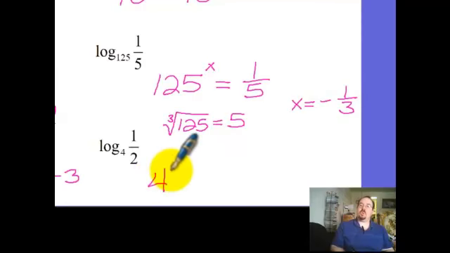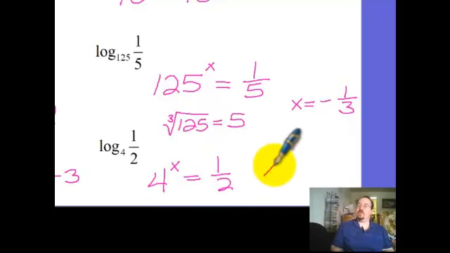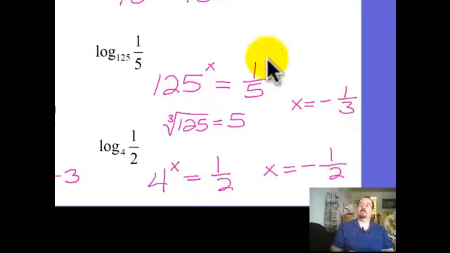Okay, 4 to some power gives me 1/2. Well, to change the 4 into a fraction, I must have had a negative exponent. And then to change 4 into a 2, I could have square rooted it. So that means 1/2 power. That's how you square root.